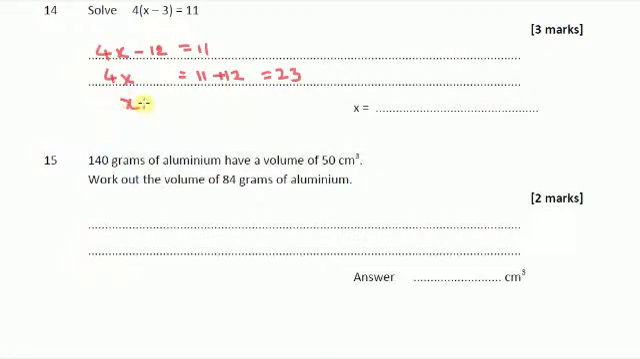So x, I want to get rid of that 4, it's multiplying it, so I must divide by 4 on both sides, and I get 23 divided by 4, and you can use your calculator if you like, and get 5.75 as our answer for x.